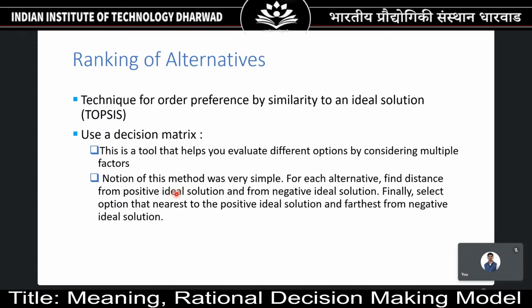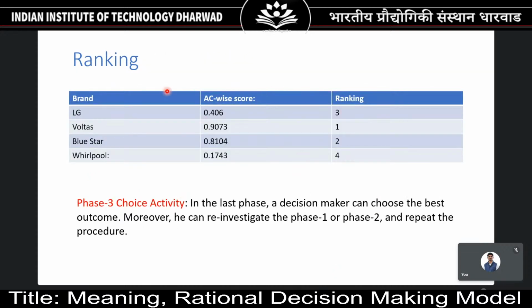This is the tool that helps you evaluate different options by considering multiple factors. The notion of the method was very simple. For each alternative, find the distance from the positive ideal solution and from the negative ideal solution. Finally, select the option that is nearest to the positive ideal solution and farthest from the negative ideal solution. Based on the calculation, I found that for me, Voltage ranks 1 and Purple gets last, the worst, and Blue Star is second. And typically, this is the third phase, because this gives the outcomes.